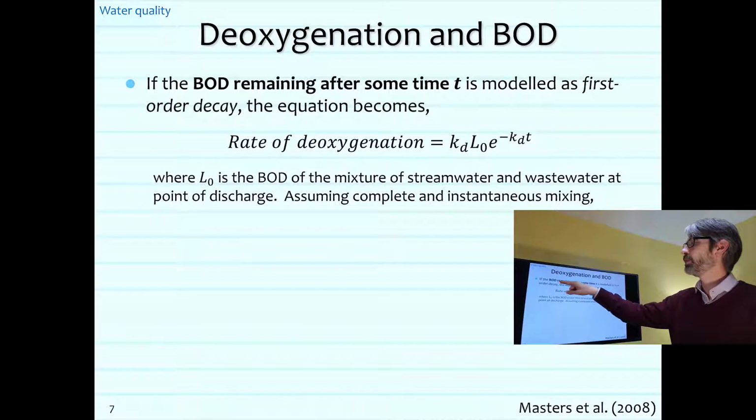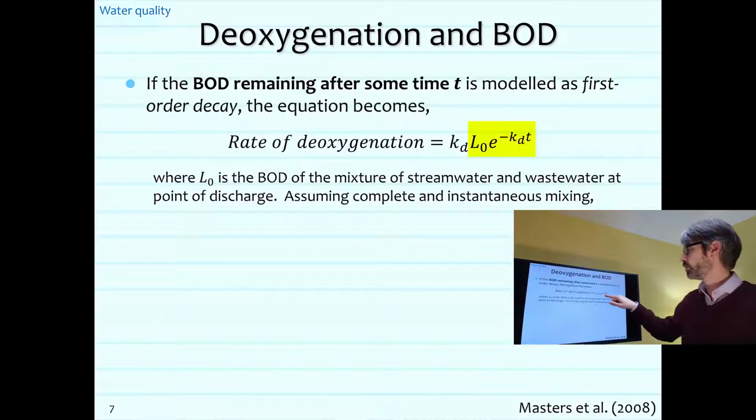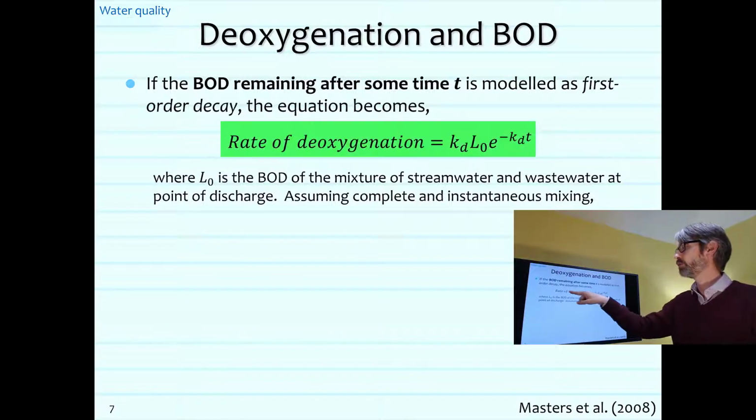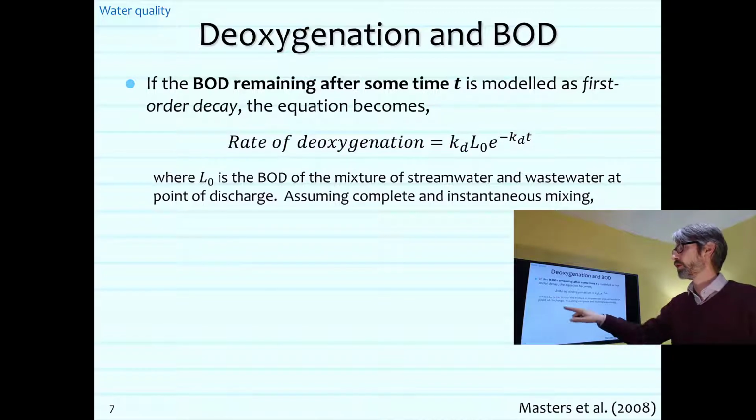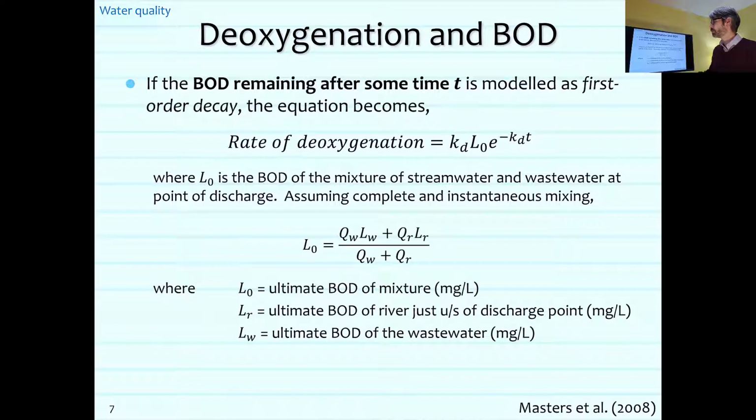And so if the BOD remaining after some time t is modeled as a first-order decay, which has this form here, then the equation just becomes the rate of deoxygenation is equal to Kd L naught e to the negative Kd t, where again, L naught is the BOD of the mixture of stream water and wastewater at the point of discharge. This is then assuming complete and instantaneous mixing.